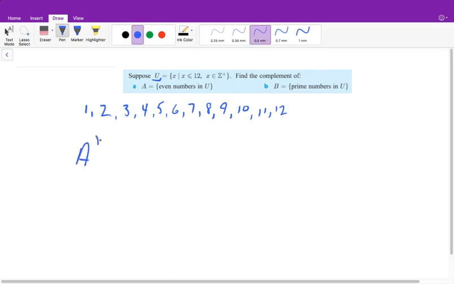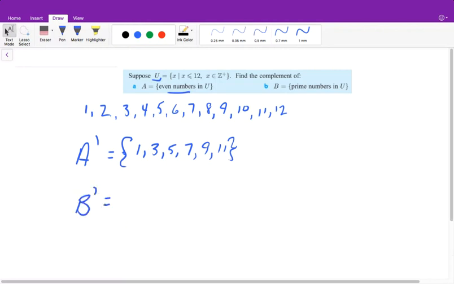So if we want to find a complement to our set A, which is all of our even numbers, that will have to be all of our odd numbers then, because 2, 4, 6, 8, 10, and 12 are all part of the set A. So the complement will be 1, 3, 5, 7, 9, and 11. Now the complement to set B, and the complement to set B says it's the prime numbers in the universe.